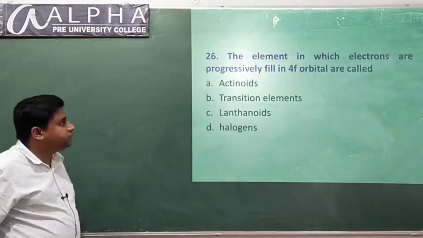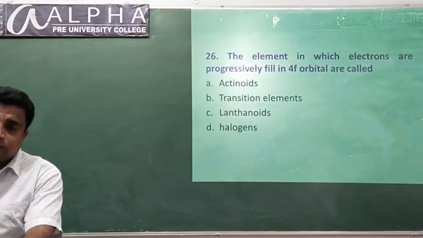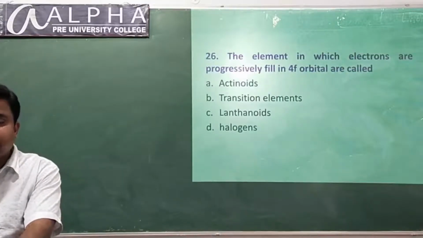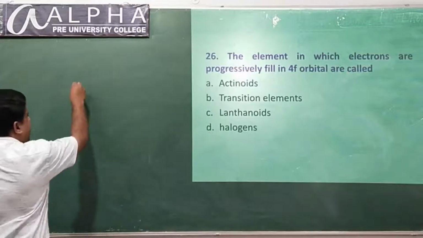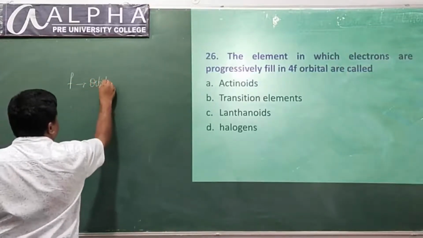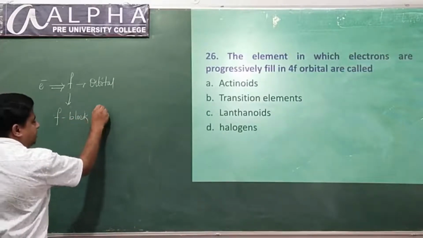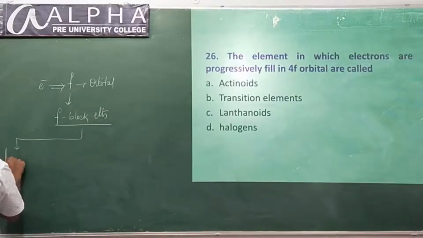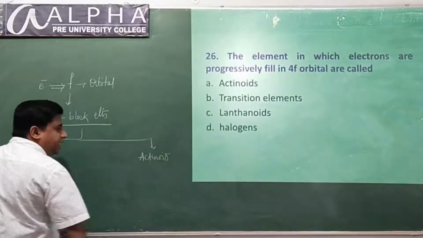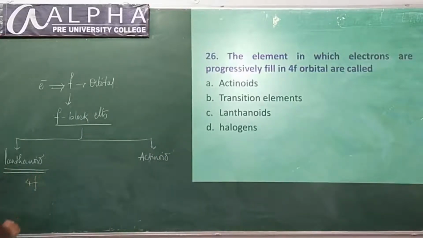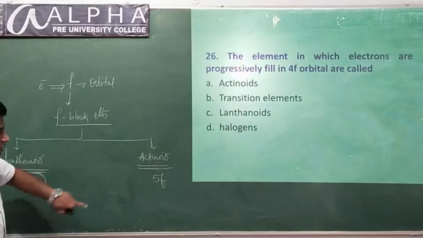The next question: the elements in which the electrons are progressively filled in the 4f orbital are called as what? One problem of this kind I have already finished in the previous video. If the electrons are filled in f orbitals, whichever f orbital it might be, then they are called f block elements. We have two series in the f block: the lanthanoid series and the actinoid series. For the lanthanoid series, the 4f orbital is filled. For the actinoid series, the 5f orbital is filled.